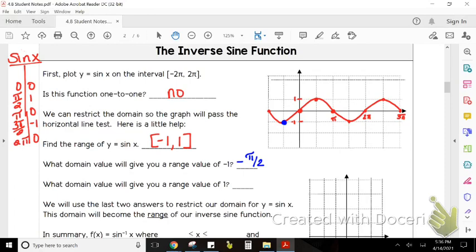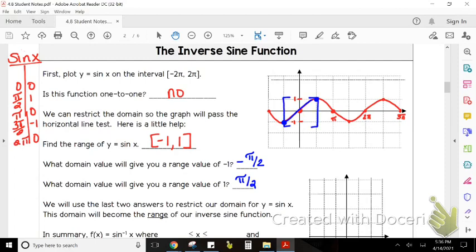All right. What domain value will give you a range value of 1? Again, closest to the 0. So we're looking up here, which is at positive pi over 2. So we're going to use the last two answers to restrict the domain of y equals sine of x. This domain will become the range of our inverse sine function. So it's saying we're just going to look from here to here.